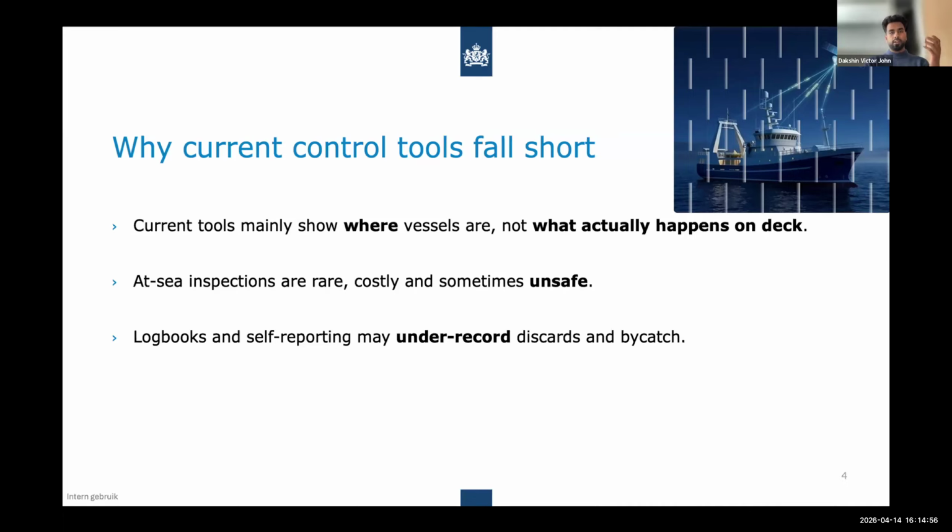And having inspections at sea are pretty rare, super costly and also unsafe. And the trend of misreporting in logbooks has also risen, and we're not able to trust logbooks and also self-reporting, because I assume it's part of their livelihood. They do want to make a quick buck. So if they would have to underreport some set of fish, it's an easy option. They would probably choose that.